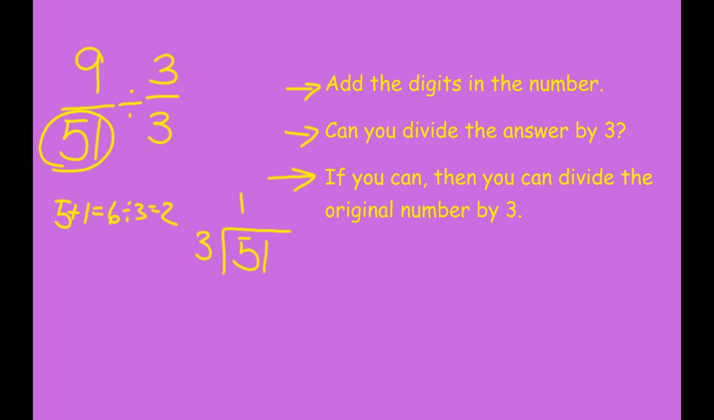3 goes into 5 one time. Bring down my number there. 3 into 21 7 times. So this number, 9 divided by 3, is 3. And 51 divided by 3, we did right down here, is 17. Doesn't seem like it should work, but it does, and that's one that I really use all the time. So if you want to know about the other divisibility rules, I've talked a little bit about them here, but I go into more detail in simplifying larger numbers. Hopefully this will help you out.